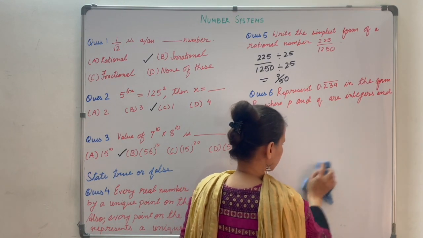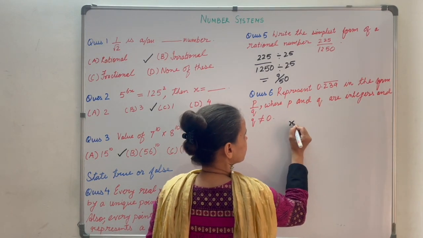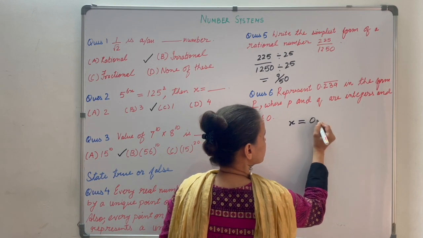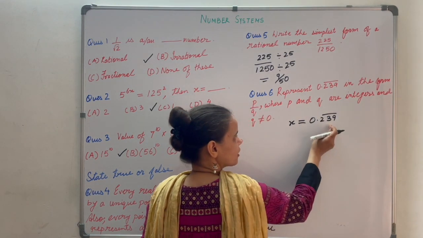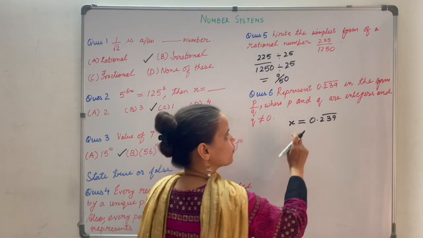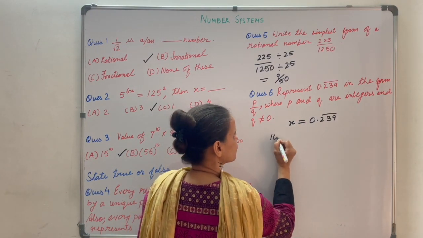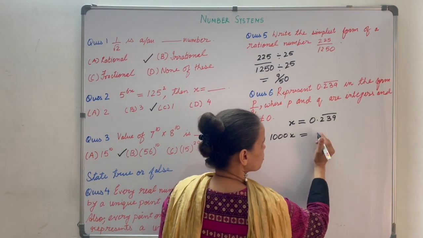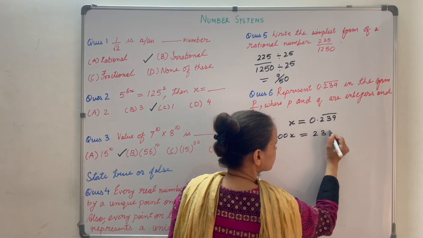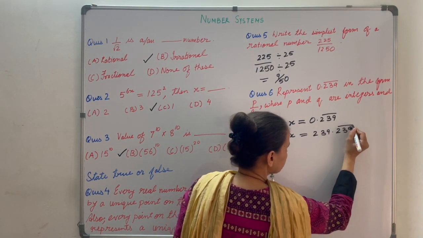So let us assume that rational number is x. So we can equate them then. x is equal to 0.239 bar. There are 3 digits under the bar, so we are going to multiply both the sides by 1000. So here you will have 1000x, and when you multiply this by 1000, you will get 239.239 bar.